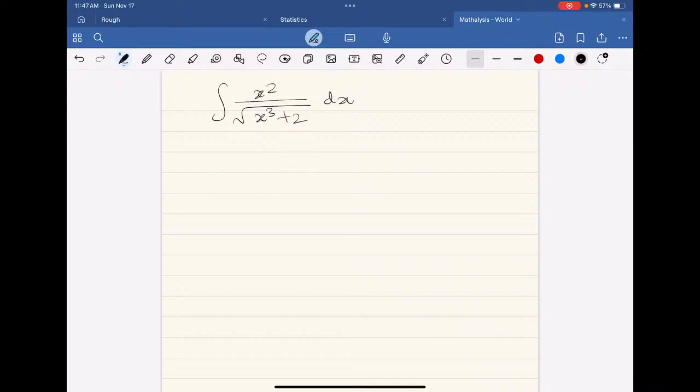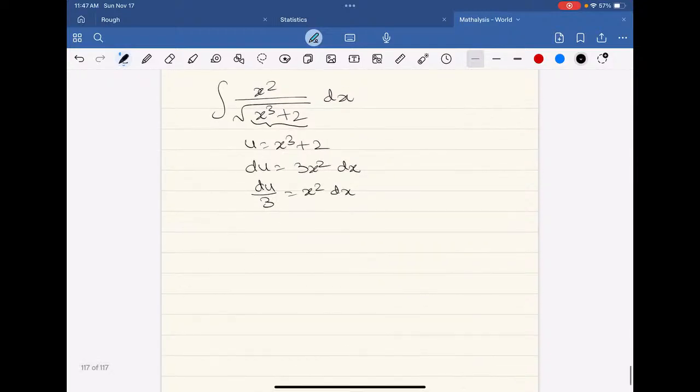For this one, notice that if I let the denominator be u, if I let u equal x cubed plus 2, my du will just be 3x squared dx, right? So our x squared dx can be written as du by 3. That in the numerator can be written as du by 3. Now this will be helpful. Since x squared dx is just du by 3, and the square root of this is just the square root of u, we now have 1 by 3 times u to the power 1 by 2 du, and now we can just use the power rule.